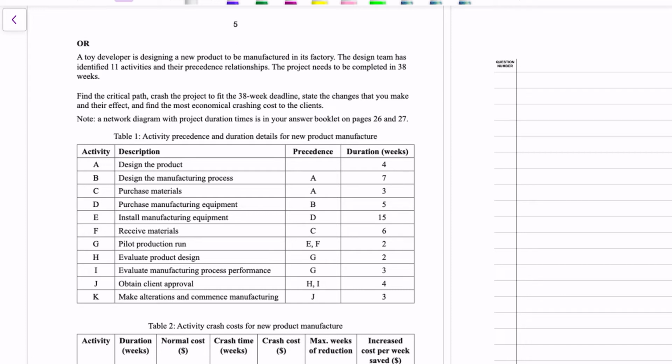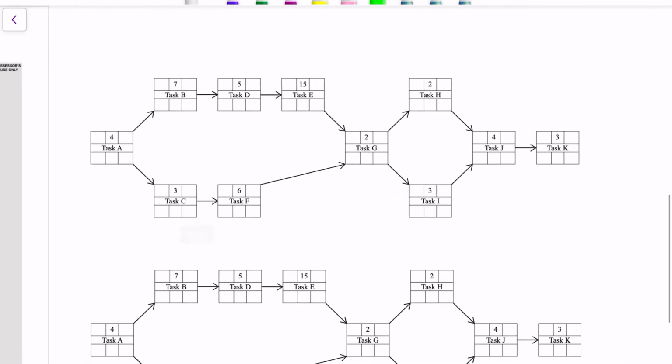A toy developer is designing a new product to be manufactured in its factory. The design team has identified 11 activities and their precedence relationships. The project needs to be completed in 38 weeks. Find the critical path, crash the project to fit the 38-week deadline, state the changes that you make and their effect, and find the most economical crashing cost to the clients. Wow, lots to do in this. Note a network diagram of project duration times is in your answer booklet on page 26 and 27. So they've already summarised all of the precedence relationships, all of the durations, and they've just put it there.